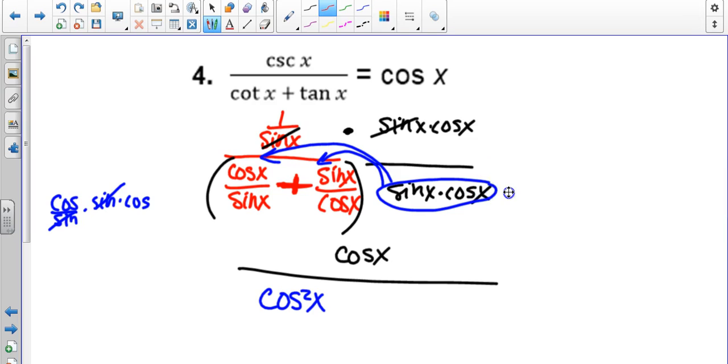Sam, you may be a step ahead of me already. But now when we multiply this, we get sine over cosine times cosine. This time the cosine will cancel and I get what?